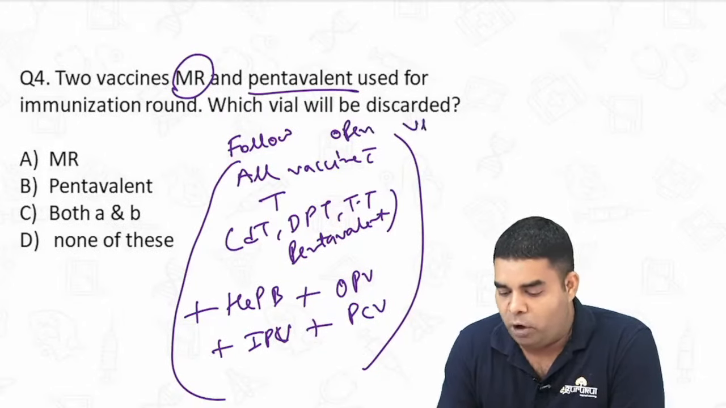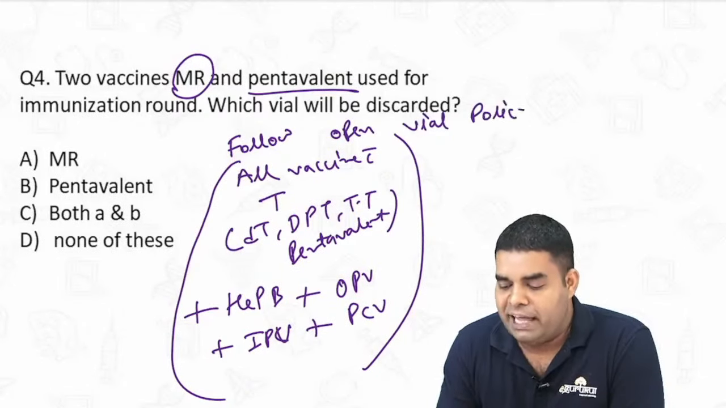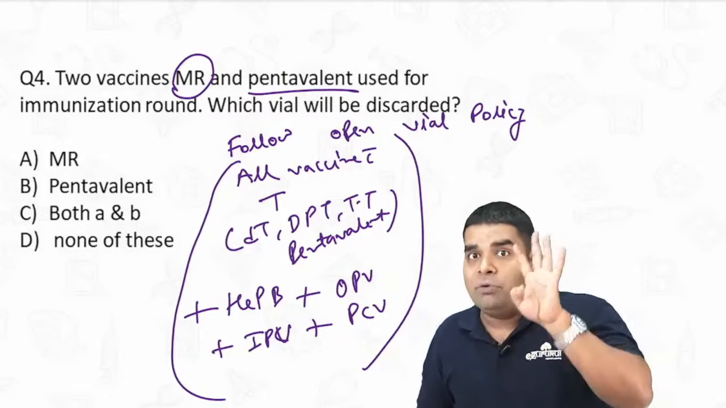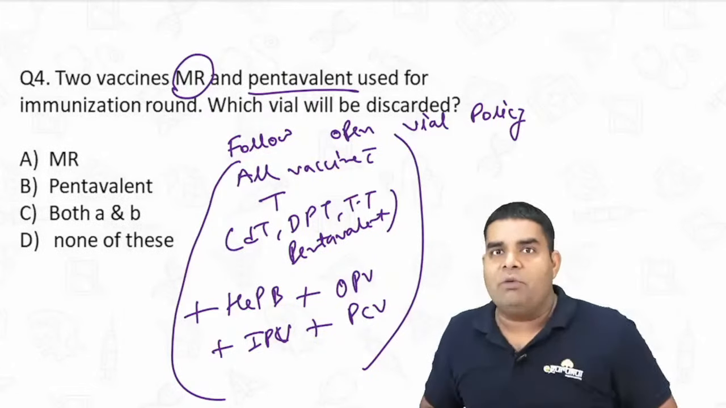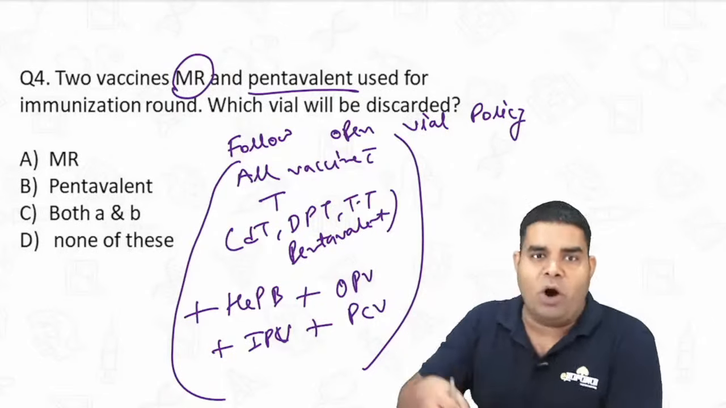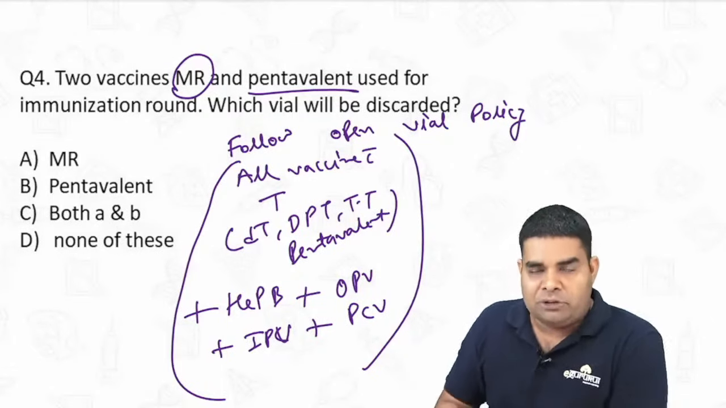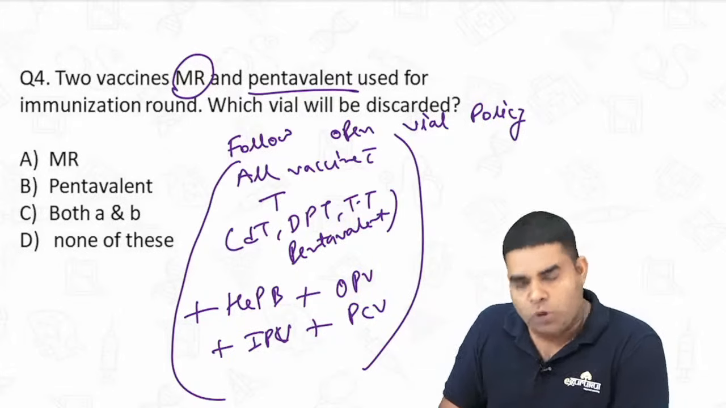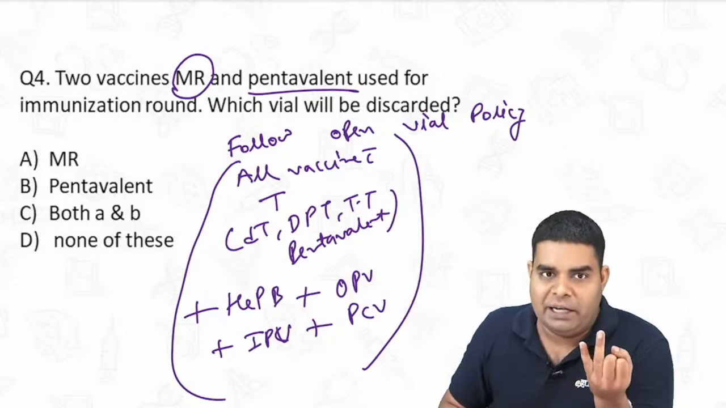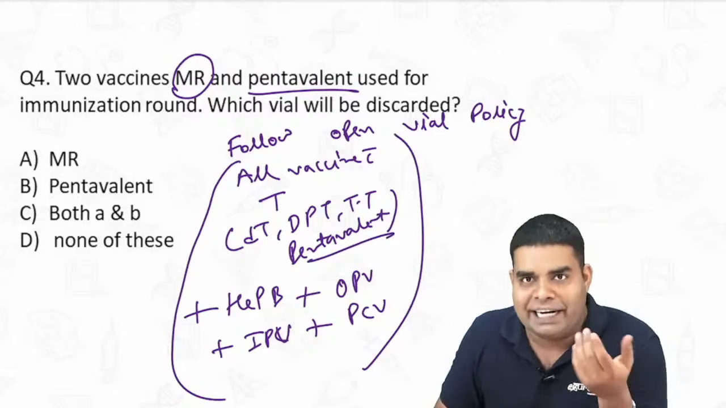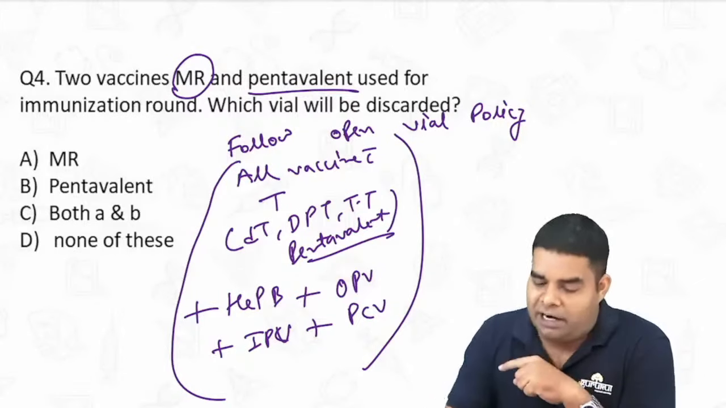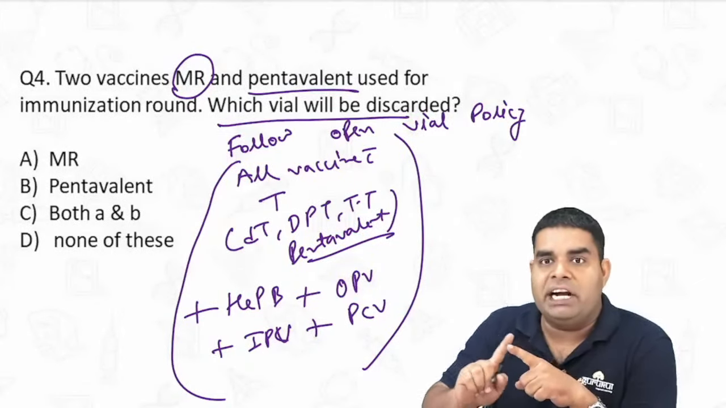What do we mean by open vial policy? It simply means that after opening the vial, we can still use it for the next 4 weeks if we have stored the vial between 2 to 8 degrees Celsius and without submerging it in water. So we can keep using it for the next 4 weeks. So out of MMR and pentavalent, because pentavalent has tetanus and all, it does follow open vial policy. Pentavalent will not be discarded.